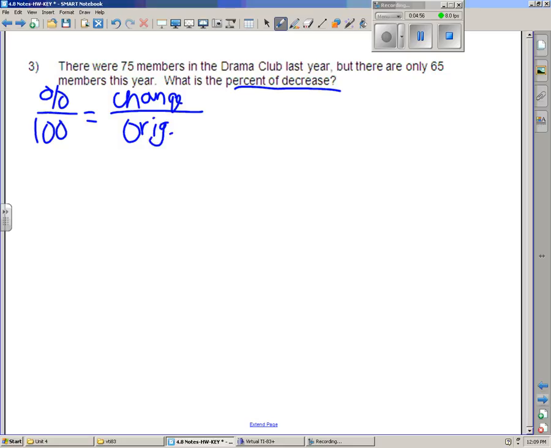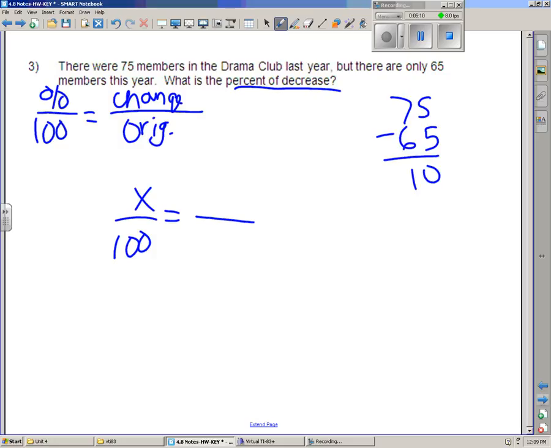So what's the percent? Well, we don't know that. So that's where we say x over 100. Well, what's the change in membership? The change in membership, when it went from 75 to 65, they lost 10 members. So the change in membership is 10. Well, what was the original membership? The original membership was 75 because last year is when they had started it. So how do you solve this? Cross multiply.